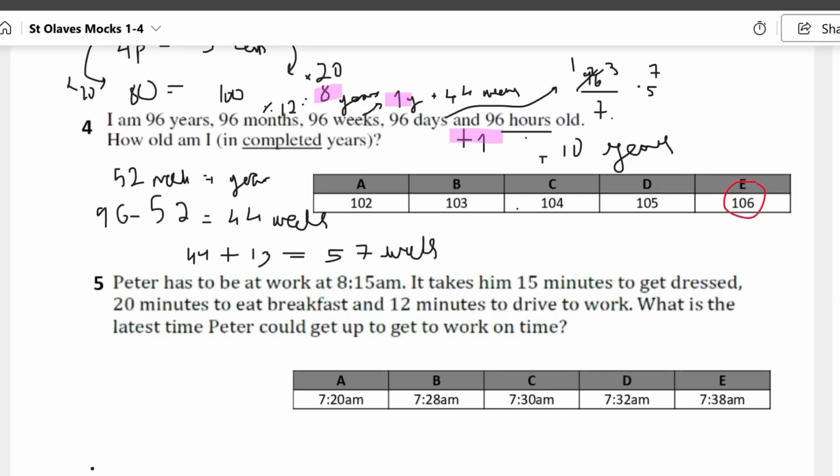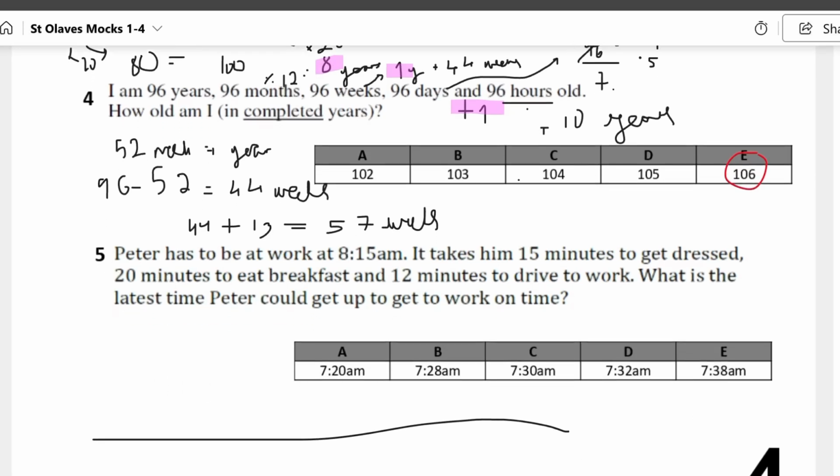For question 5, again, we're going to draw another diagram. We're going to draw a timeline. And if we have over here, he has to get to work at 8:15 a.m. It takes him 15 minutes to get dressed. We're actually going to work backwards. So, or we can add this all together. How much does it take him to do everything all together? We have 15 plus 20. 15 plus 20 plus 12.